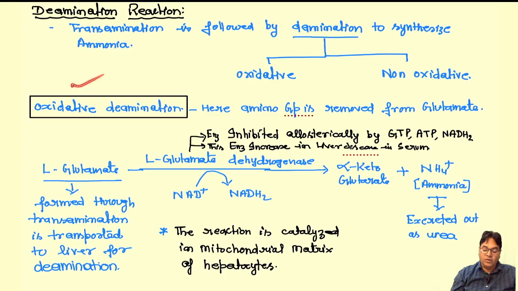So what is oxidative deamination? In oxidative deamination, with the help of glutamate dehydrogenase, the glutamate is converted into ketoglutarate as well as ammonia. So this is the final formation of ammonia through the deamination process, oxidative deamination. Now this enzyme is allosterically inhibited by GTP, ATP and NADH2. And medicinally, why is this enzyme important? This enzyme increases in the serum in liver disease, and when we examine this enzyme in serum in certain liver diseases, it will be at higher concentration, that is glutamate dehydrogenase.